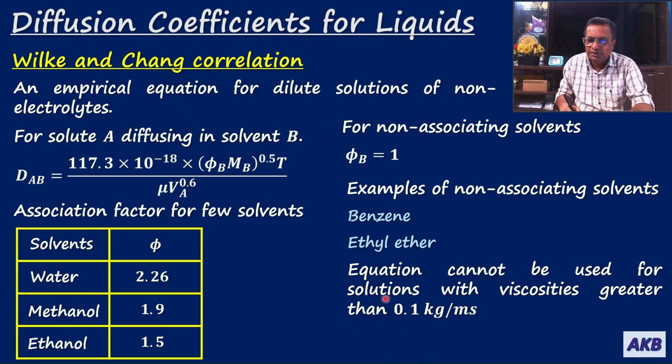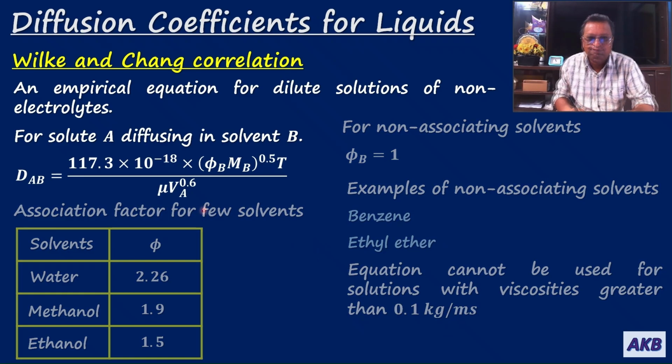Then the problem with the equation proposed by Wilke and Chang is that you cannot use it for solutions with viscosities greater than 0.1 kg per meter per second. If the viscosity of the solution is greater than 0.1 kg per meter per second, then the Wilke and Chang equation may not give you the correct values. So while using this equation, you have to ensure that the viscosity is less than 0.1 kg per meter per second.